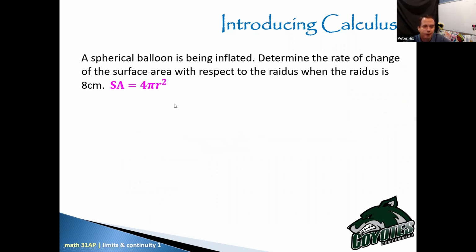I'll hide myself so you can see this question. A spherical balloon is being inflated. Determine the rate of change of the surface area with respect to the radius when the radius is 8 centimeters. And we gently reminded you that surface area is 4 pi r squared. So I have 8 centimeters as my target, so I'm going to use maybe 7.9 and 8.1. Here's my 7.9 and here's my 8.1, and I'm going to plug those into the slope formula.